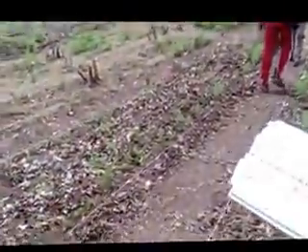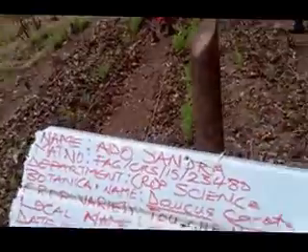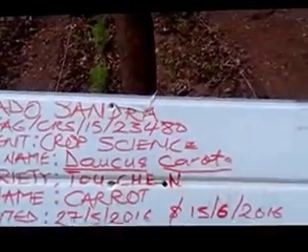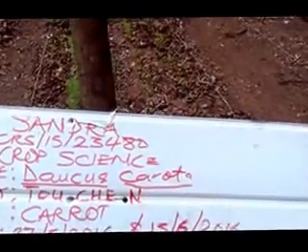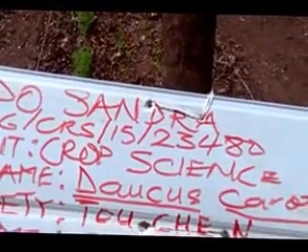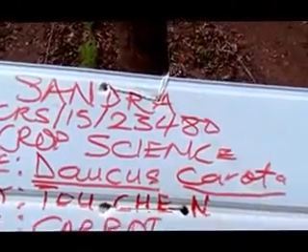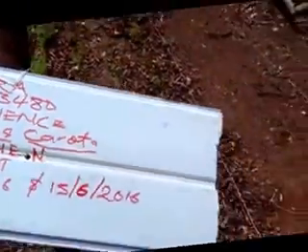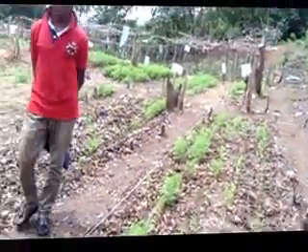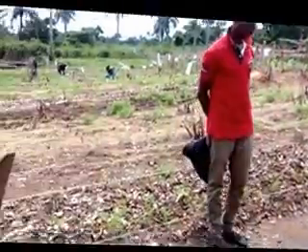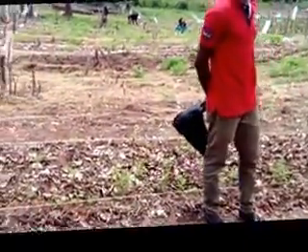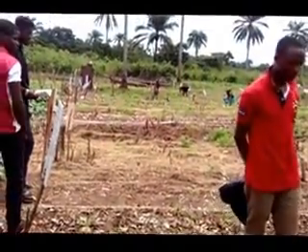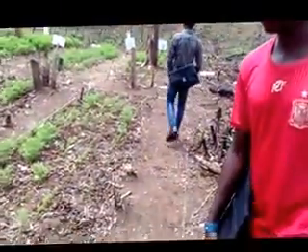Okay, this is the carrot plant. Whose is this? Ado Sandra. That's mat number FAG CROS 1523480. Okay. So I can see that this place is also mulched. How many lines of carrot do you have here now? We have 5 lines. 5 lines.